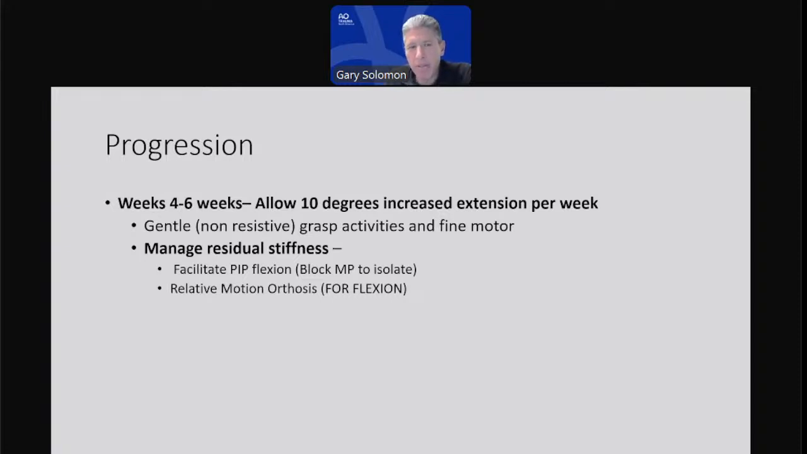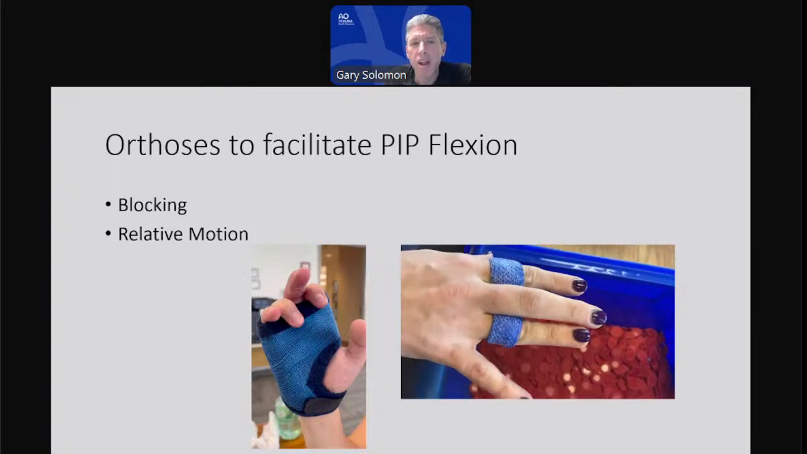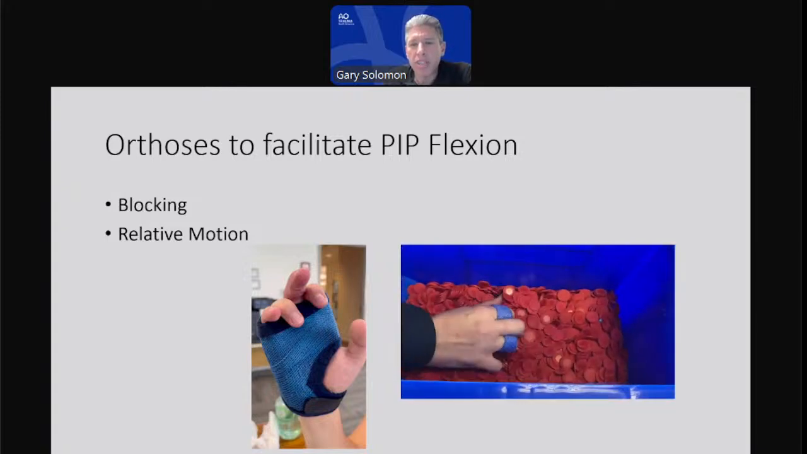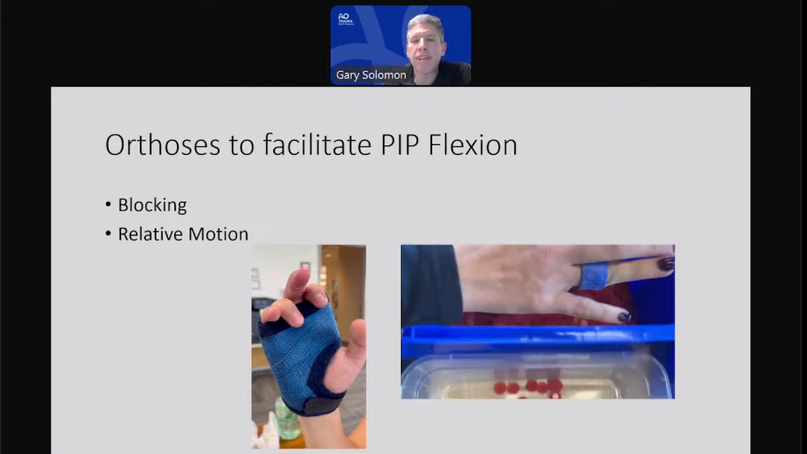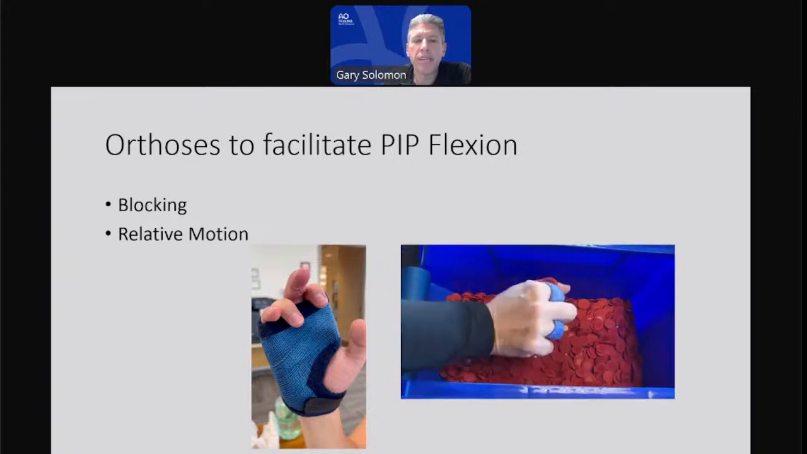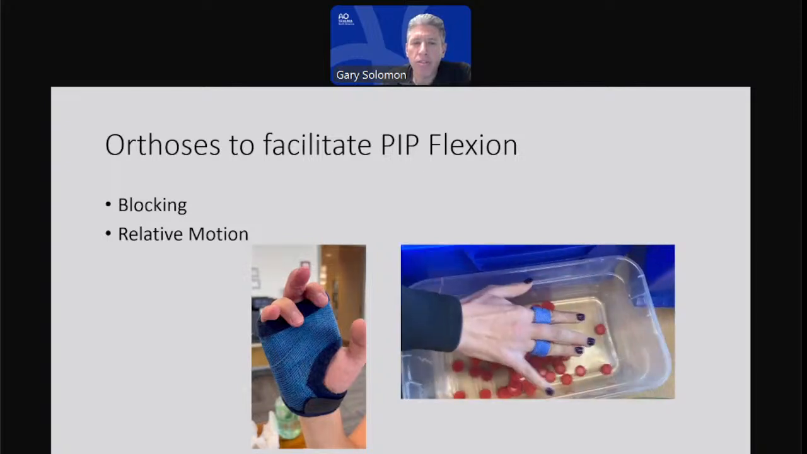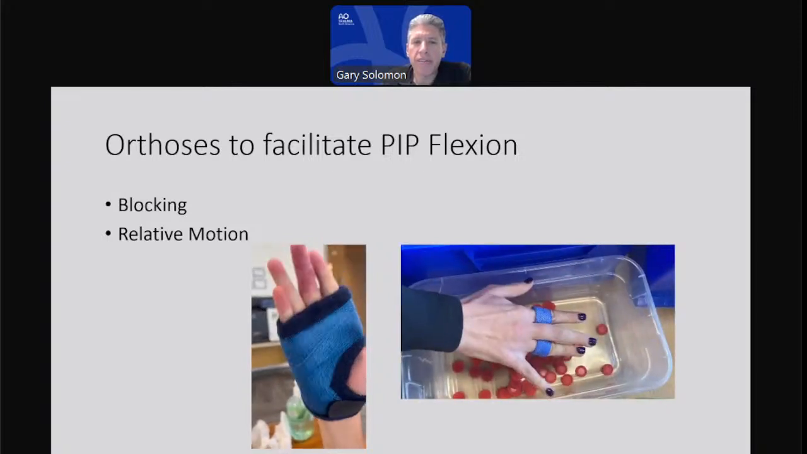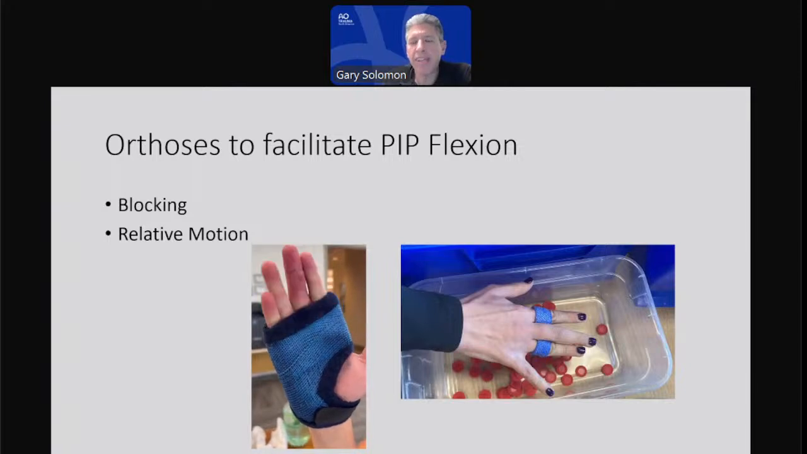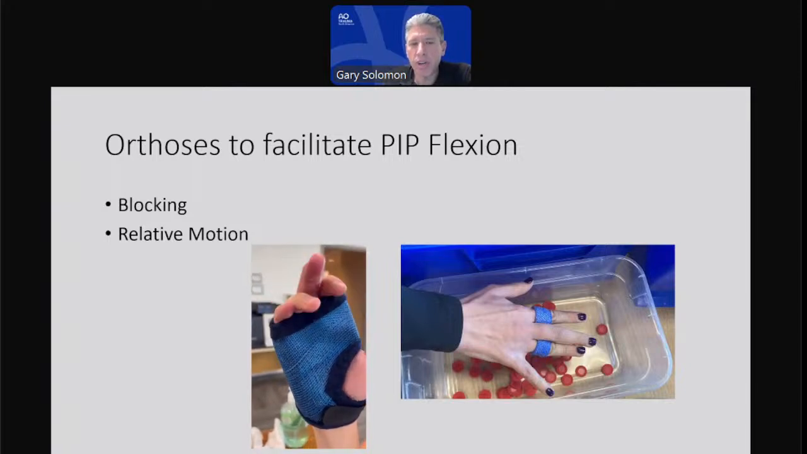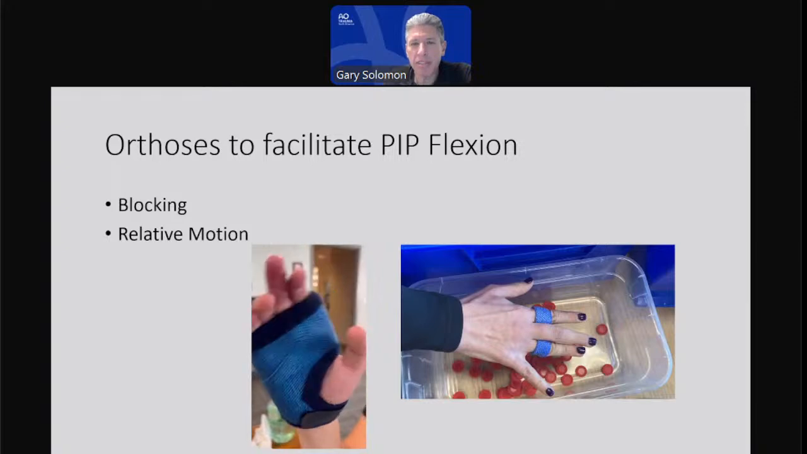There are 2 types of orthoses I'll typically use at this stage to redirect forces to the PIP joint to regain flexion. One is a relative motion orthosis, so you're redirecting the flexion force towards the PIP and DIP joints. I also like to use a blocking orthosis, so that it's removable. But again, the MP is the path of least resistance, so we really want to start working on that PIP and DIP flexion.